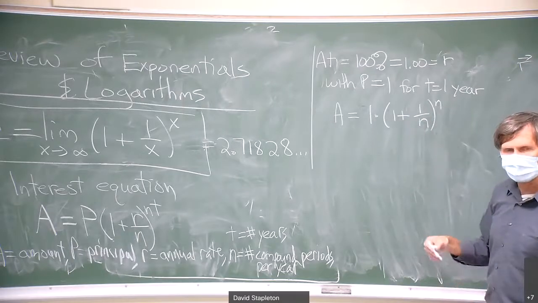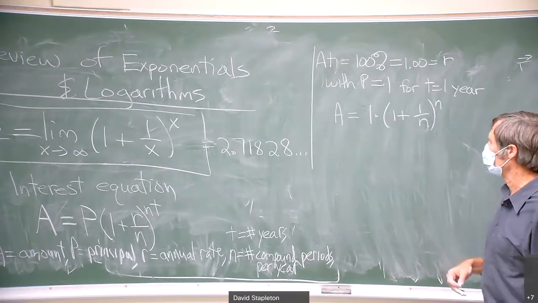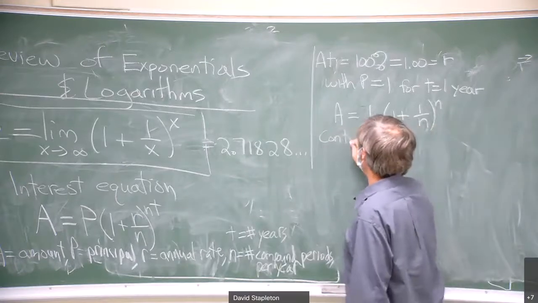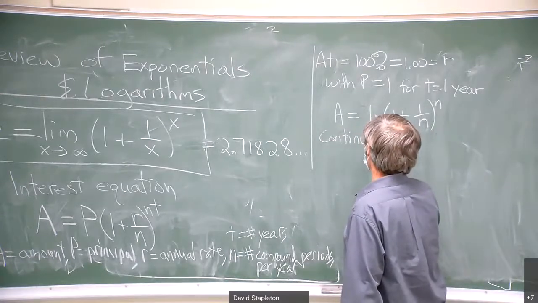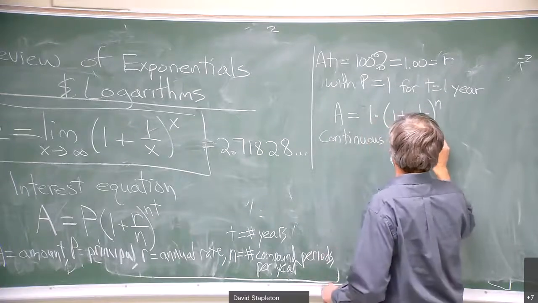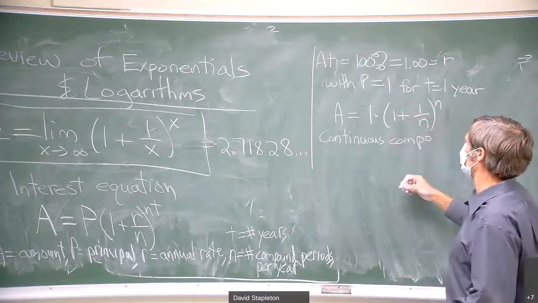What happens if I compound infinitely often? They call that continuous compounding, right? Continuous compounding. Then you get infinite interest, right? Because you let the number of periods go to infinity.